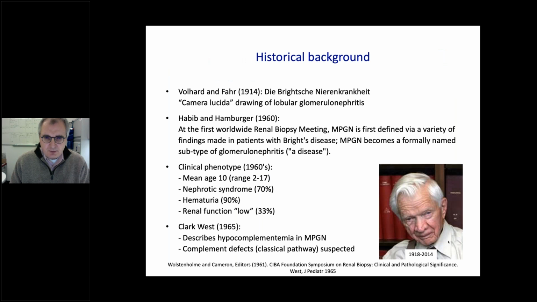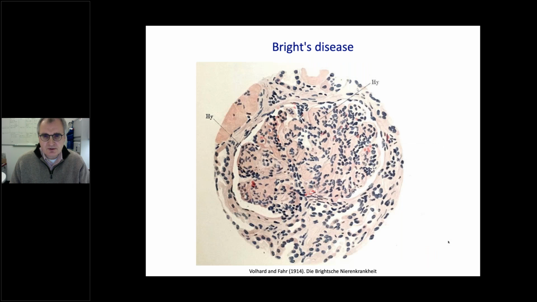If you want to really go back into the beginnings of the background of MPGN, then you end up with a different term. It's Bright's disease, die Brightsche Nierenkrankheit. As a German, I can pronounce that. And it was introduced into literature actually by Volhard and Farr in 1914. And I just skip to the next slide to show you the drawing from this original publication.